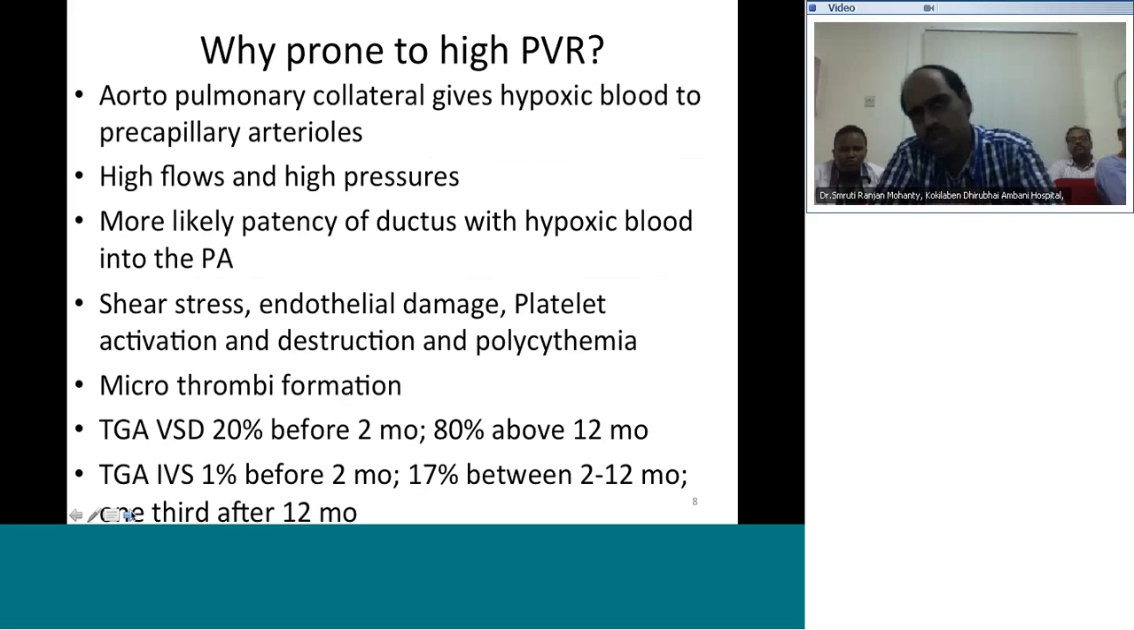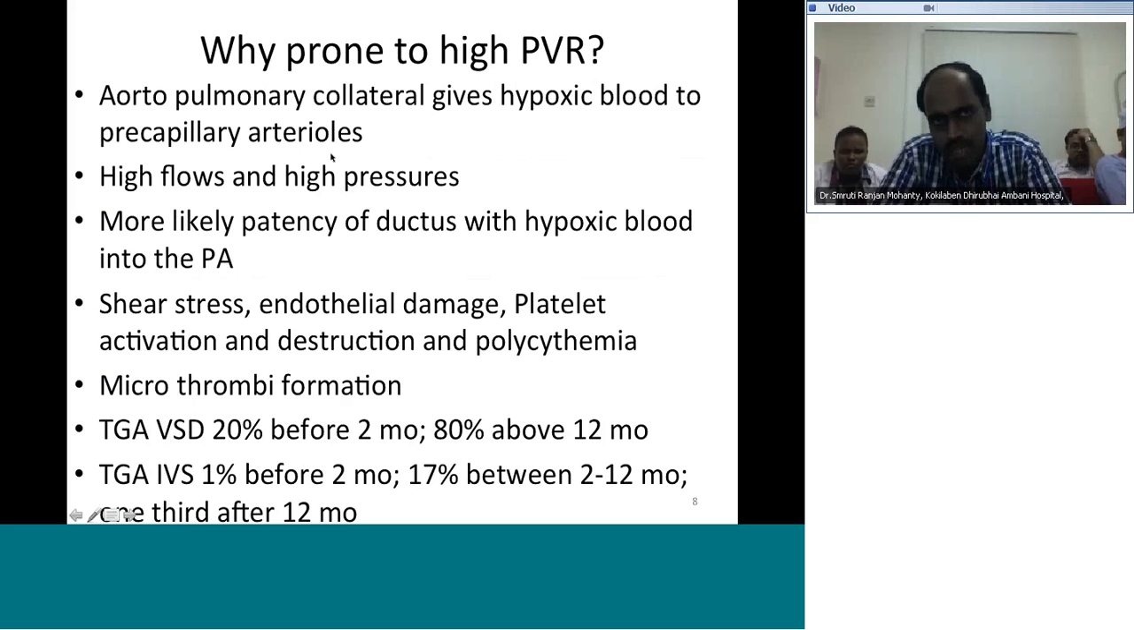They are also notorious for developing high pulmonary vascular resistance. It's important to know why they are prone to high pulmonary vascular resistance. TGAs have an abundance of aortopulmonary collaterals. They may not be visible like in tetralogy with pulmonary atresia, like snake-like vessels, but they are multiple, tiny, diffuse, and go everywhere. These aortopulmonary collaterals give hypoxic blood to the precapillary arterioles.